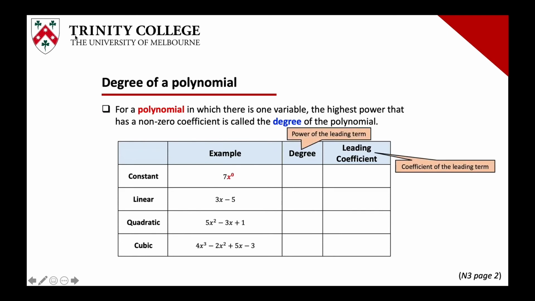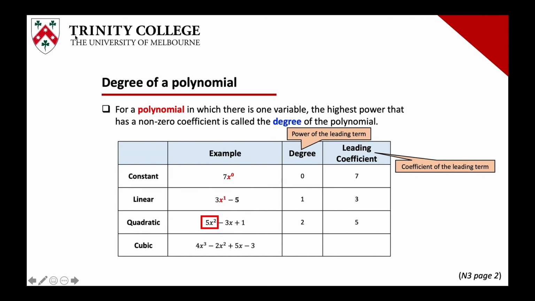In fact, we can see the first example as 7 times x to the power of 0. Because 0 is the highest power, the degree of this polynomial is 0, and the leading coefficient is 7. Similarly, for the next example, the linear expression, the leading term is 3x, which is the same as 3x to the power of 1, so the degree here is 1, and the leading coefficient is 3. For the quadratic expression, the leading term now is 5x squared, so the degree for this polynomial is 2, and the leading coefficient is 5.